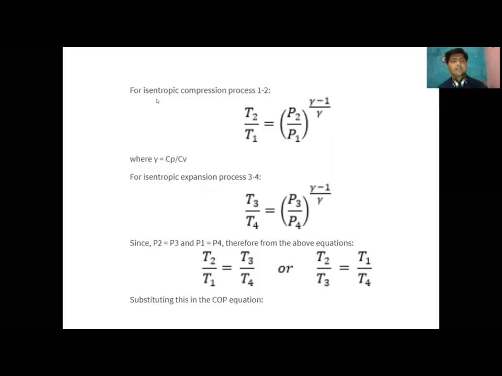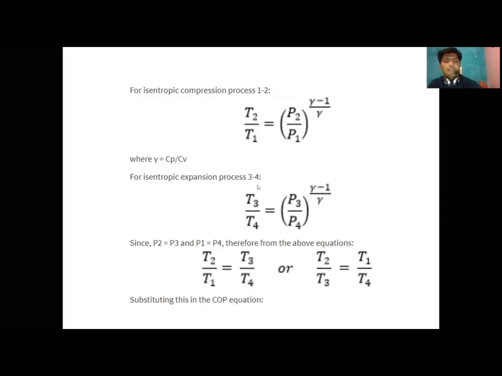But we know that for the isentropic process 1 to 2, T2 by T1 equals (P2 by P1) raised to (gamma minus 1) divided by gamma. How does it come? We know that PV raised to gamma is constant. From this equation, we write T2 by T1 equals (P2 divided by P1) raised to (gamma minus 1) by gamma, where gamma equals Cp divided by Cv. For air it is 1.005.